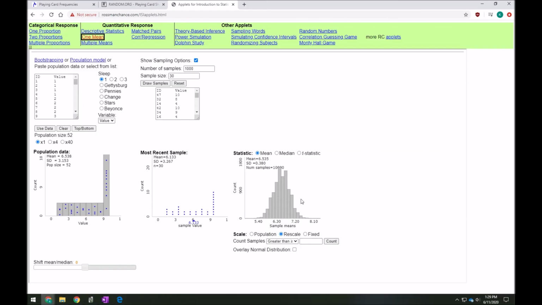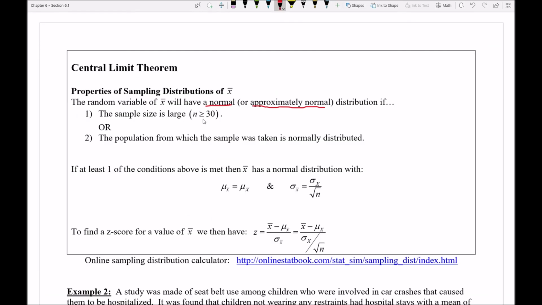Notice that the distribution that I had here was almost bell-shaped, but it wasn't perfect. Maybe it was getting close to being roughly bell-shaped. But once I have a sample size that is large enough, that is, I select 30 items or more at a time, and then compute my X bar, I can guarantee a normal distribution or an approximately normal distribution. Or if the population from which the sample was taken is normally distributed, then I'll know that X bar will also fall into a normal distribution. So if at least one of those conditions is met, then I can also see the following connections.